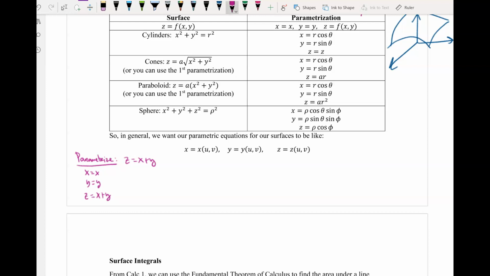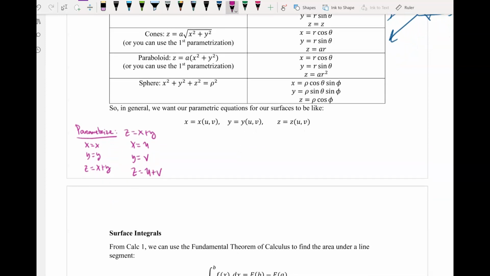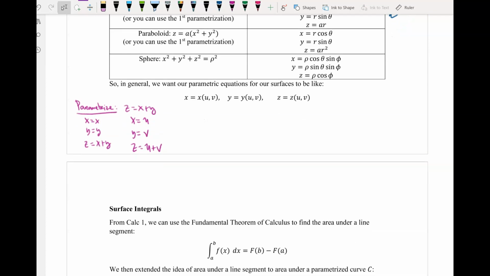You can also let x equal u, y equal v, and z is just equal to u plus v. Typically, if you wanted to make it into a vector function, now we have r of u and v, instead of r of t, you could just make it as u, comma v, comma u plus v. So this would be a way to parametrize something like that.